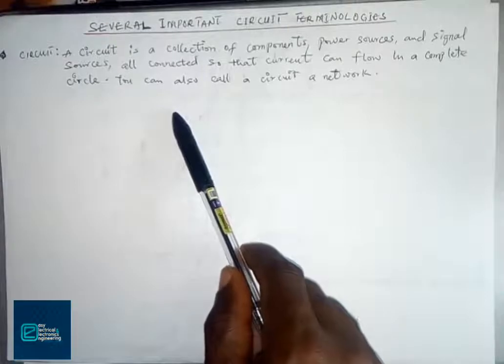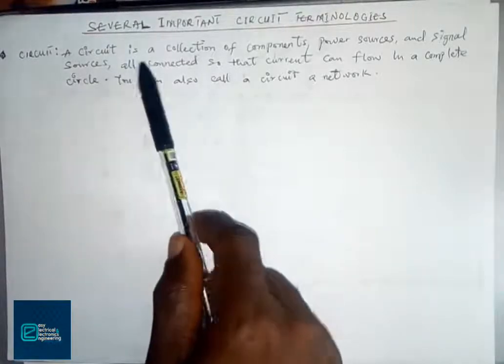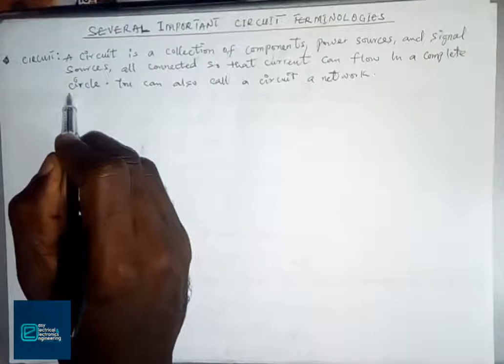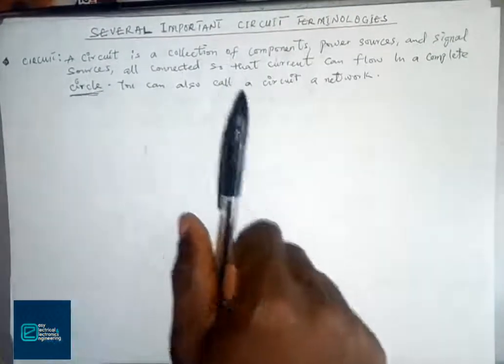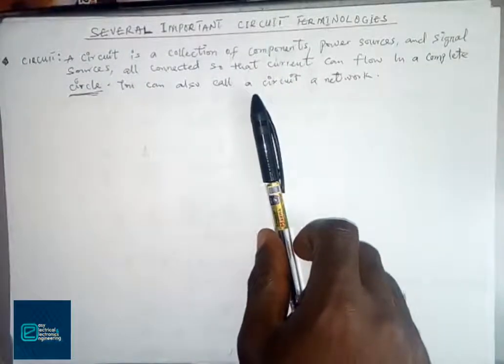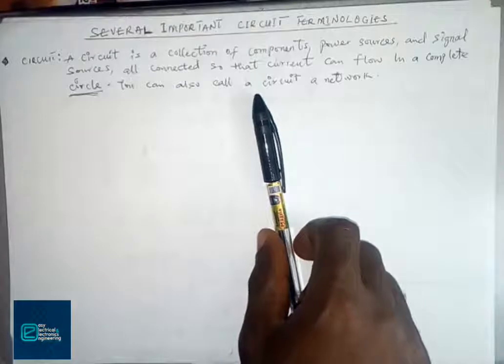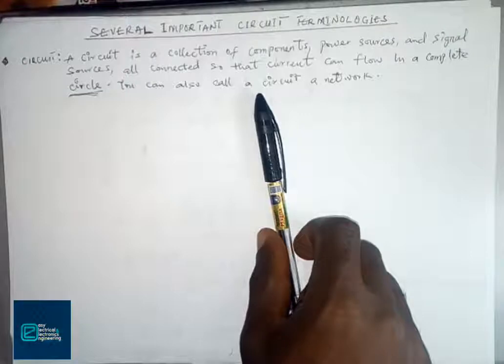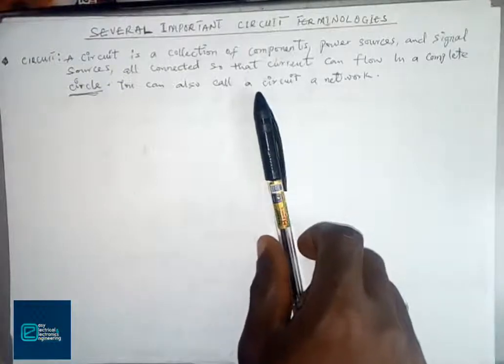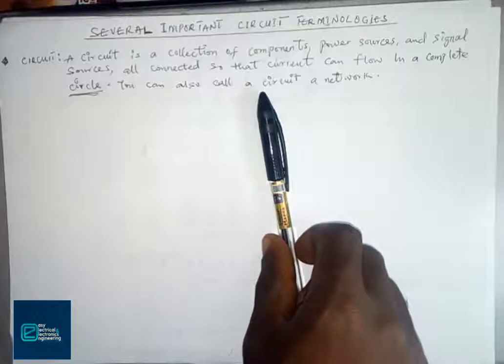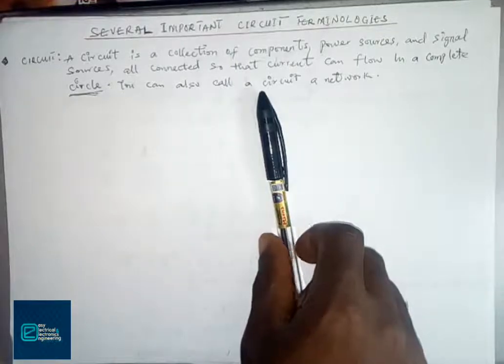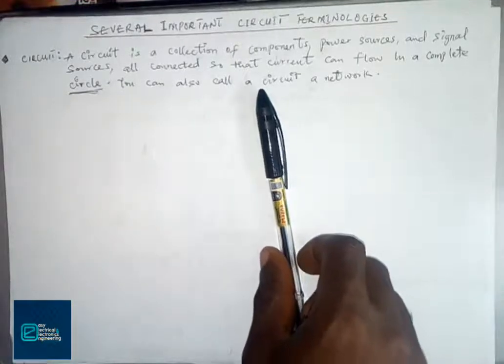So that is why the word circuit was coined from circle. It involves a pattern whereby components, power sources and signal sources are connected such that current can flow in a complete circle. So that is a simple understanding of a circuit. And away from that, let's quickly look at types of circuits.